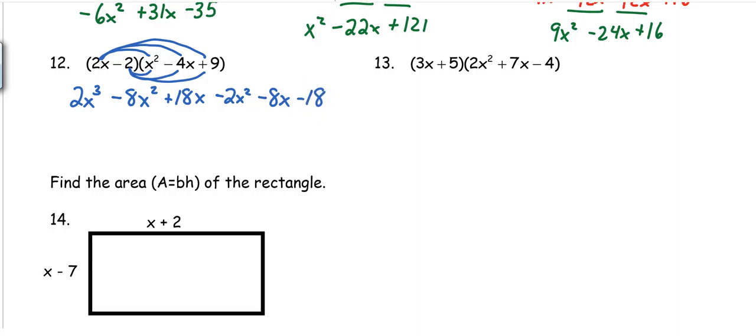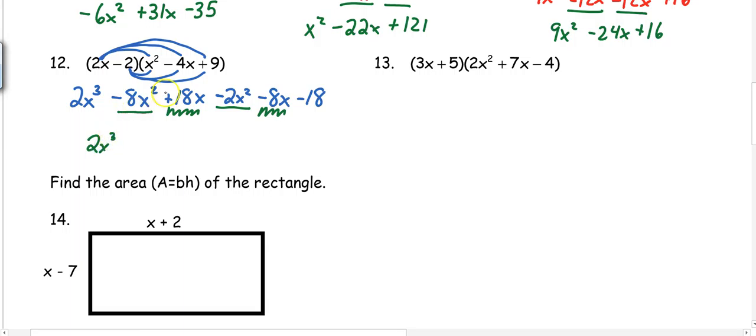So when I'm combining like terms, there's multiple things that need to combine this time. We have to combine the x squareds, and we need to combine the x's together. So the 2x cubed stays the same. Negative 8x squared minus 2x squared gets us 10x squared. 18x minus 8x gets us 10x. And then the 18 stays by itself, so minus 18. Let's try one more example with that.